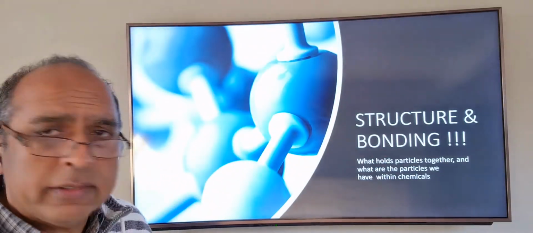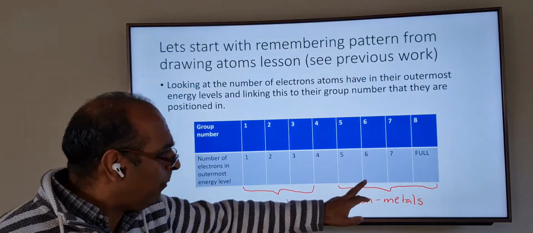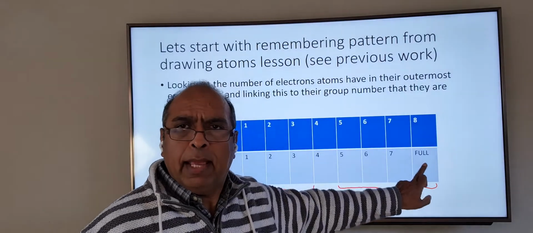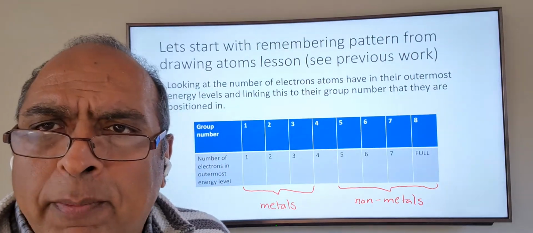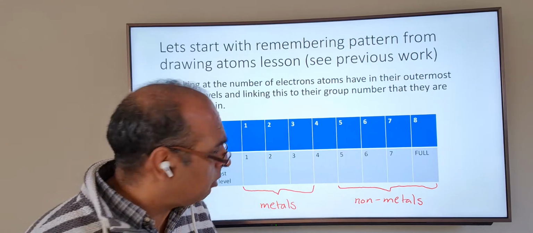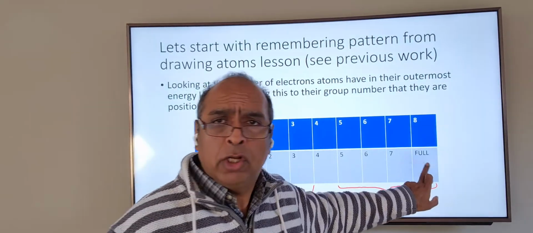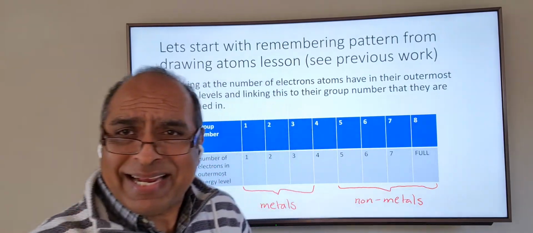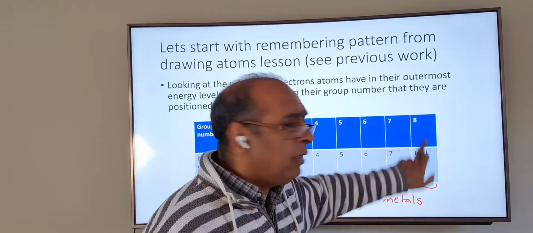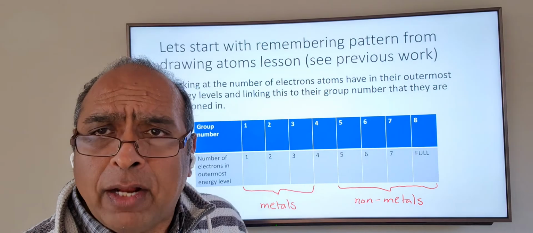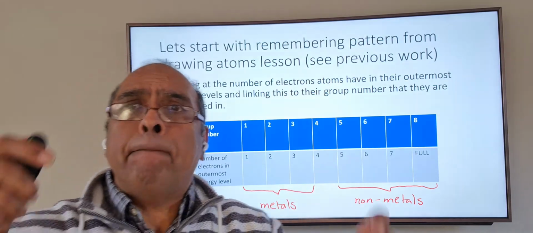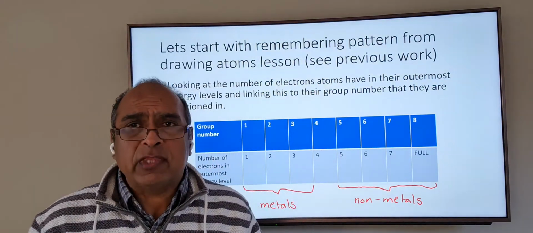Why don't they react? Well, can I go back to this? It's the only group where the outermost electrons are completely full. So the atoms have full outermost electrons. Make it clear that you understand that full. That last column, the outermost electrons are full. Now, because they're full, that's why they don't react.